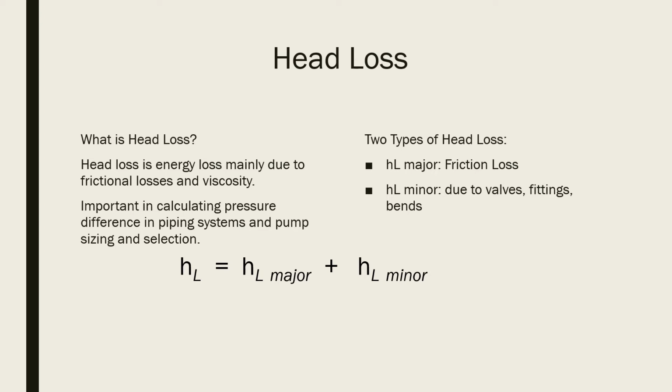There are two different types of head loss. The first type is HL major, which is mainly due to friction loss. The second type is HL minor, which is due to valves, fittings, and bends. Altogether, the total head loss is equal to HL major plus HL minor.